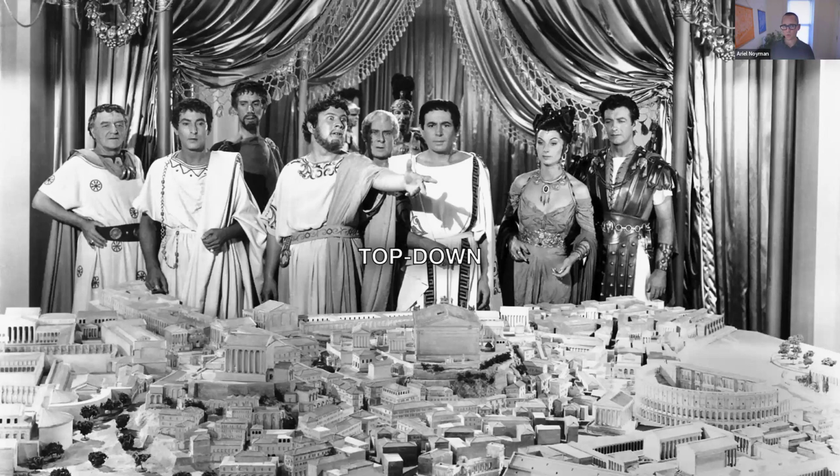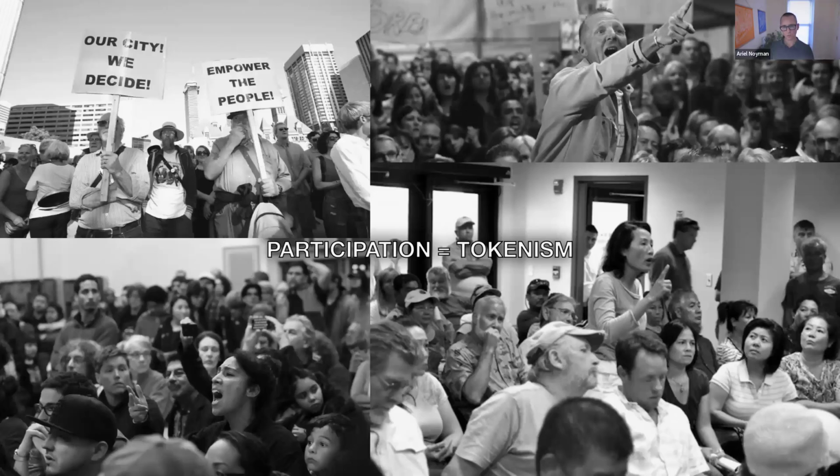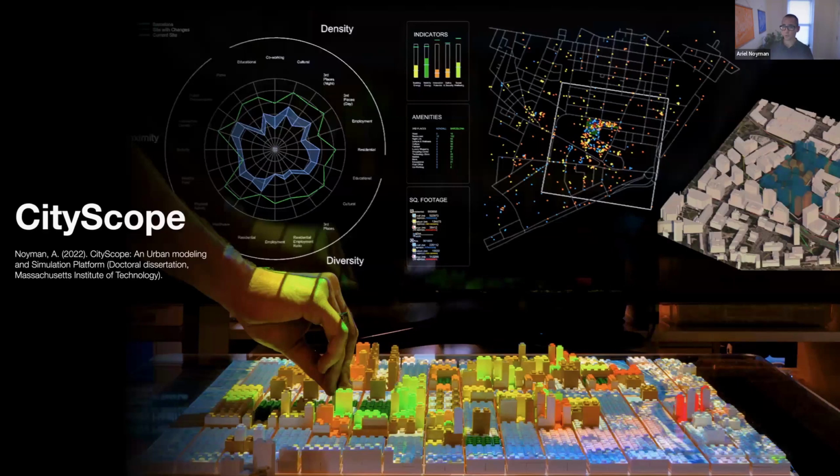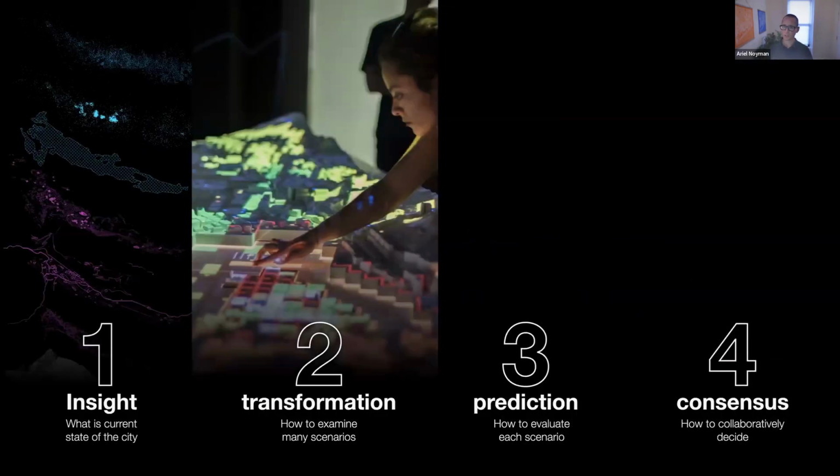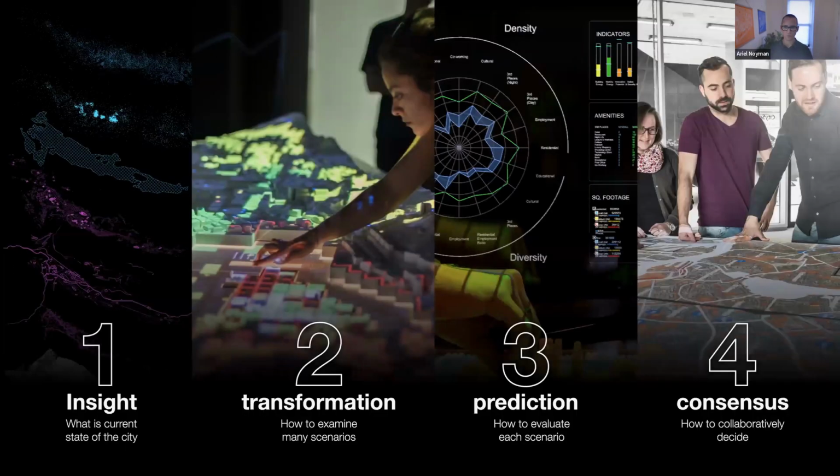These ideas and these issues with contemporary planning processes motivated myself and our team to think about an alternative planning process, and we collectively call it CityScope. This is a socio-technical urban modeling and simulation platform, which we, as I mentioned, developed over the past decade. And I think it's important to emphasize that CityScope is not a tool, despite the fact that you have seen some incarnations of CityScope. CityScope is more of a design and planning process, which favors bringing people together and bringing the community as part of the decision-making process. Now, we like to look at CityScope in these 4 themes: insight, transformation, prediction, consensus.